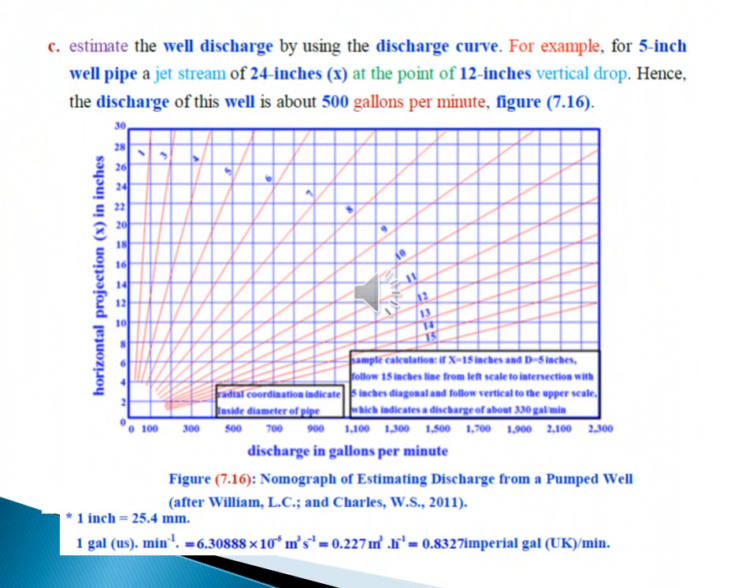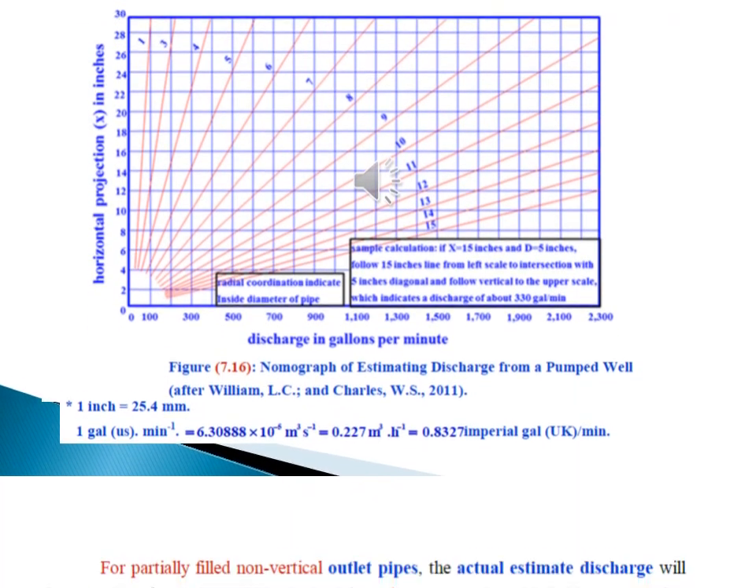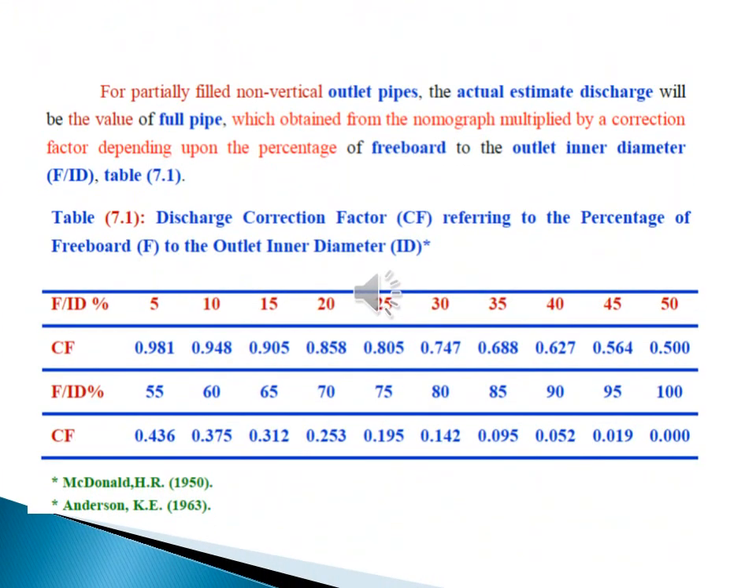Figure showing the nomograph of estimated discharge, which will be used, my dear, after measuring the horizontal projection X as clear before. Table showing the discharge correction factor, referring to the percent of freeboard to the outlet inner diameter.